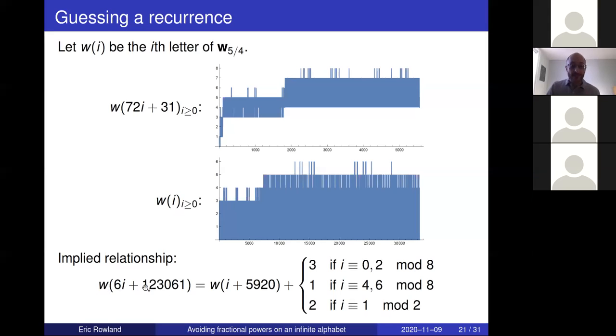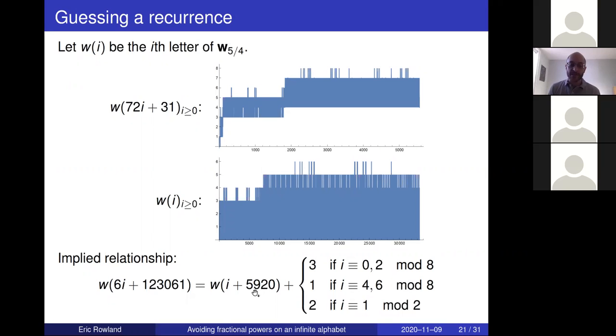So this says that if you go very far out in the word, after 123,000 letters, then every 6th letter is related to earlier letters starting at the 5,920th letter, plus some shift. So this number, this 123,061, is a type of transient that says the word takes a while to settle down. In other words that we had studied, we had seen transients like this. It just says you have to go pretty far out until the structure of the word becomes clear.